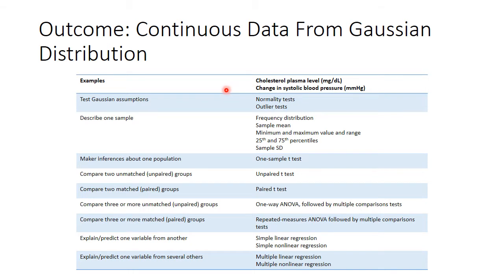To test whether or not this data is coming from a Gaussian distribution, you would perform some Gaussian assumption tests. This includes looking at things like normality tests, or also looking at outliers, right? Outlier tests just tell us, are you likely to find a value this extreme just based on chance alone, things like that. If you're just describing one sample, you can look at frequency distributions, sample means, the minimum and maximum value and then the range thereof. You can also use interquartile ranges, or 25th and 75th percentiles. You can also look at the standard deviation of the sample itself.